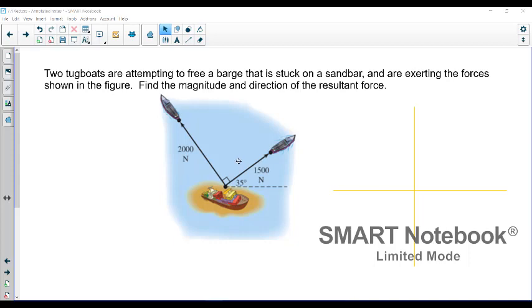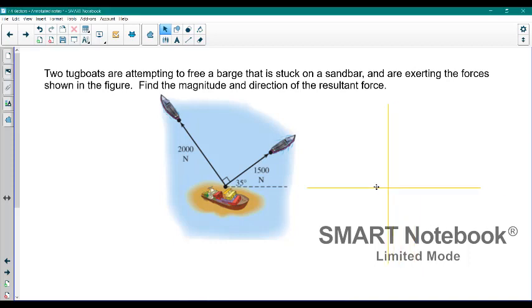Two tugboats are attempting to free a barge that is stuck on a sandbar and are exerting the forces shown in the figure. Find the magnitude and direction of the resultant force. In other words, how is the boat coming off the island if these two tugboats are pulling on it?